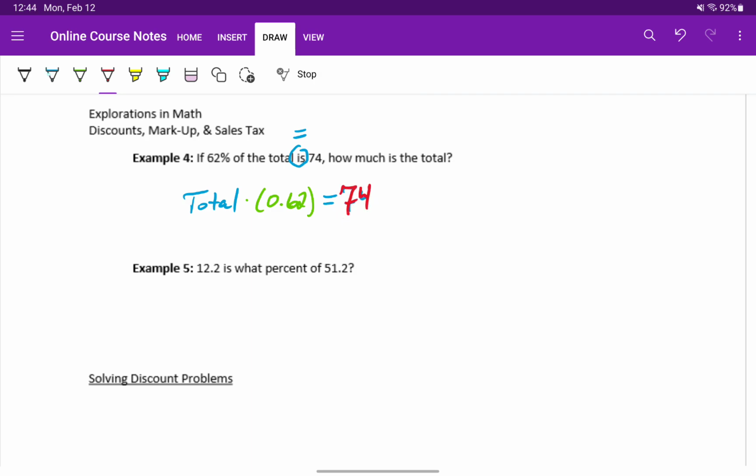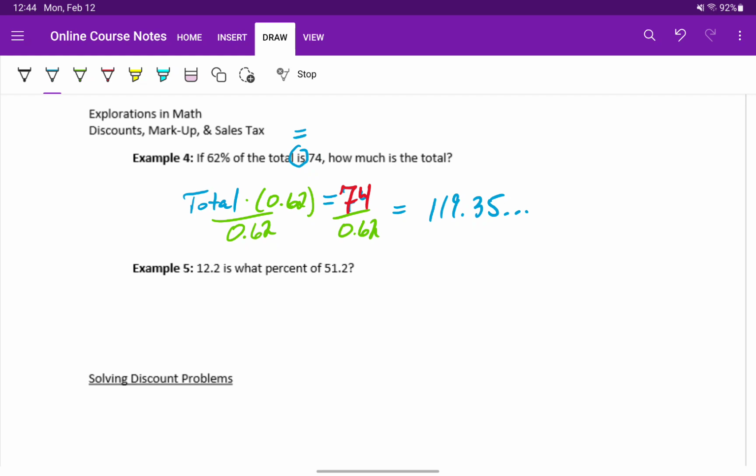In order to find that missing portion, what we'll do is divide both sides by 0.62, to get a total of 119.35, and on with some repeating decimals that we would find. In a homework, a quiz, or an exam, you would get some rounding directions for where to round that off.